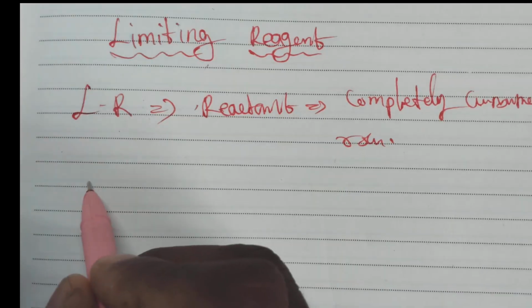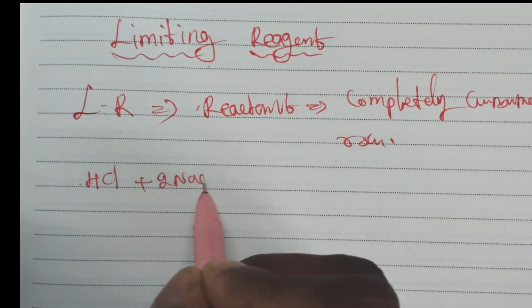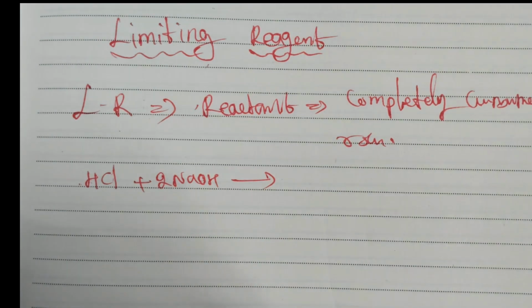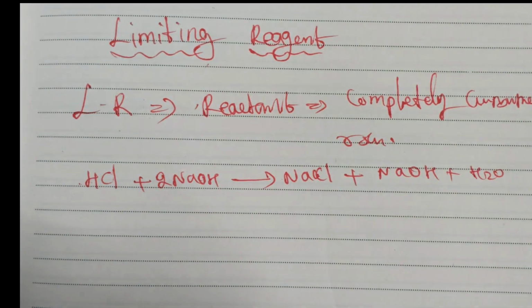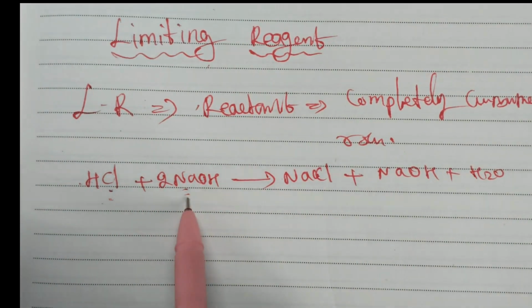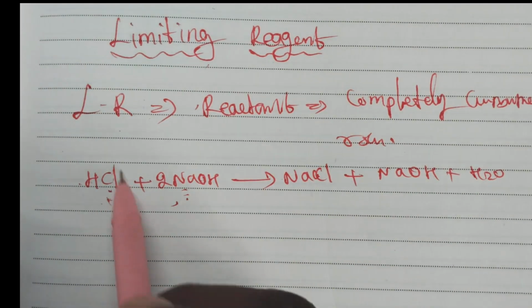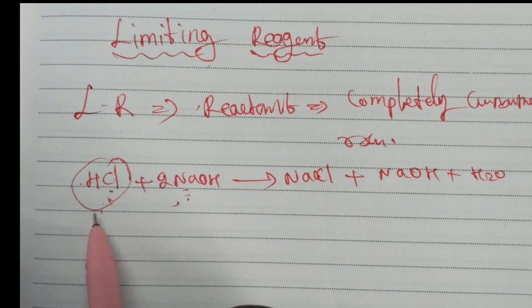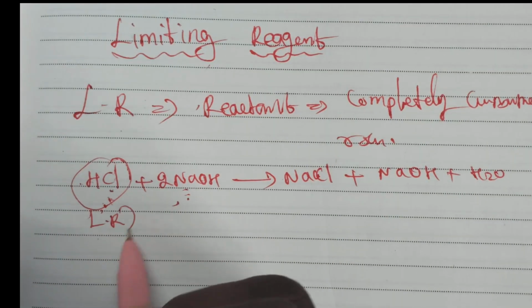For example, for a basic understanding: HCl is 1 mole and sodium hydroxide is 2 moles. How many moles of sodium chloride can we get? There is only 1 mole of sodium chloride, along with unreacted sodium hydroxide and a water molecule. So of the two reactants, 1 mole of HCl and 2 moles of sodium hydroxide, HCl has the lesser amount. That's why it is totally consumed in the reaction, so it acts as the limiting reagent.